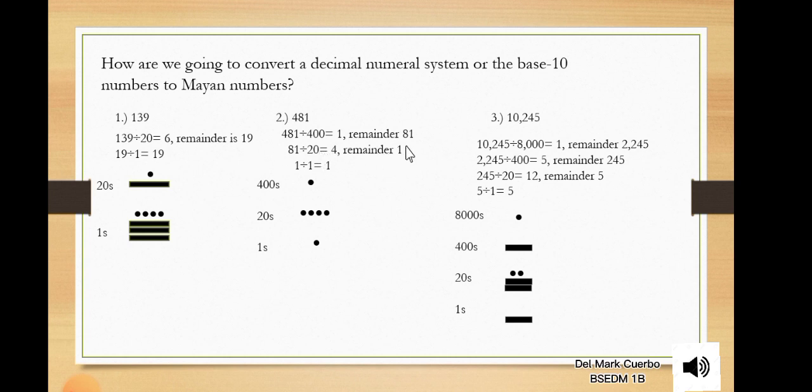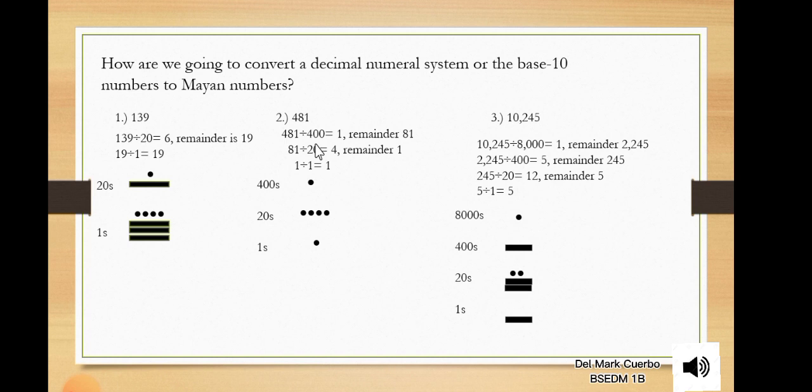So this 1 will also be divided by the previous place value of 20, which is 1. So 1 divided by 1 is equal to 1. And that's the last one, right? So now, how are we going to write these three results as Mayan numerals? Okay. So in 400's place, we have 1. Again, in Mayan numerals, a dot represents a 1. So in 400's place, we are going to write a dot since it represents 1.